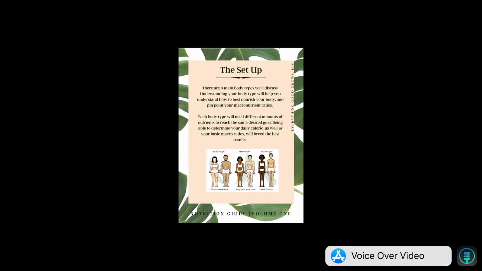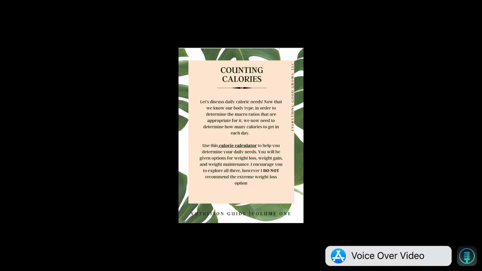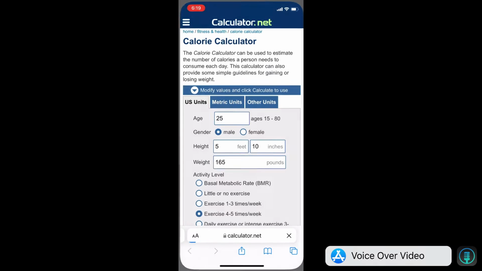And we go over what nutrients are. I also go over how we're going to be using this guide. First thing we do is establish our body types, and then we're going to go into our daily calorie needs. I briefly discuss what macros are because we're going to be setting up your macro ratios. But first thing we need to do is figure out what your daily calorie needs are.